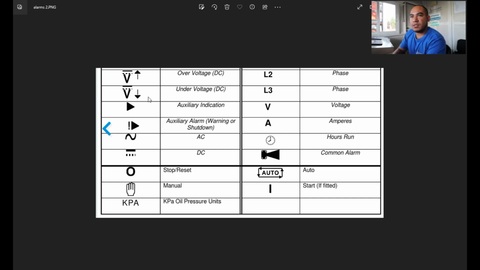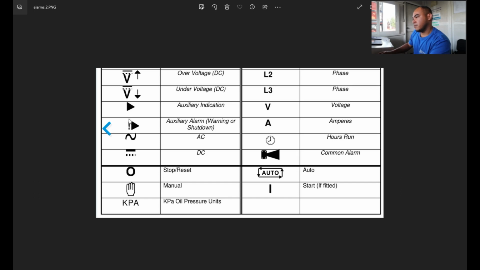Okay, what are the causes for this one? Sometimes loose connections, sometimes the charging alternator itself is not charging, and the battery is failing to give you the correct battery output. So next, if you see a symbol like an arrow, this one is auxiliary indications. This one comes from your alternator or from your AVR auxiliary connections, maybe either mistakenly connected or lost connections. Okay, this one is auxiliary alarm shutdown.